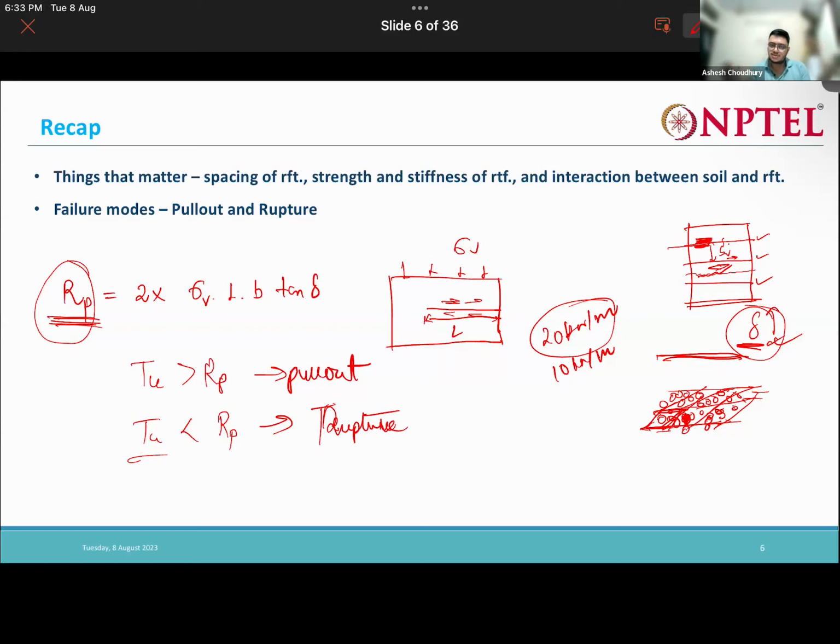So if the mobilized force, the shear resistance developed, is less than the ultimate tensile strength, then what will happen? Pull out. And if it is higher, then there will be rupture. So just by common sense, right? Obviously, the force acting is higher than the tensile strength. So what will happen? This geosynthetic material is going to break, so there will be rupture. Okay. Otherwise, there will be pull out.